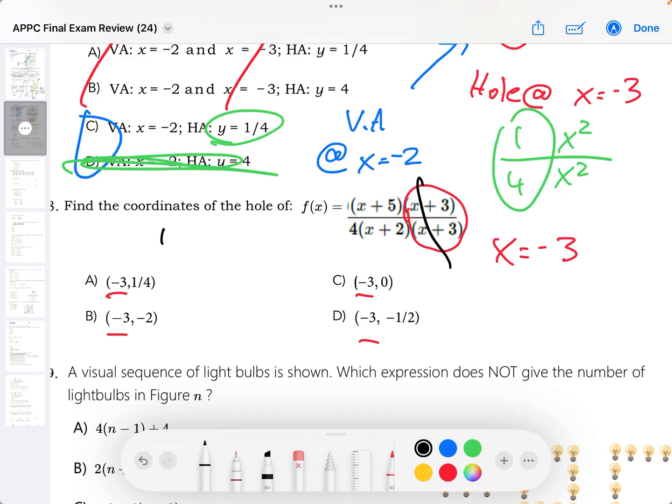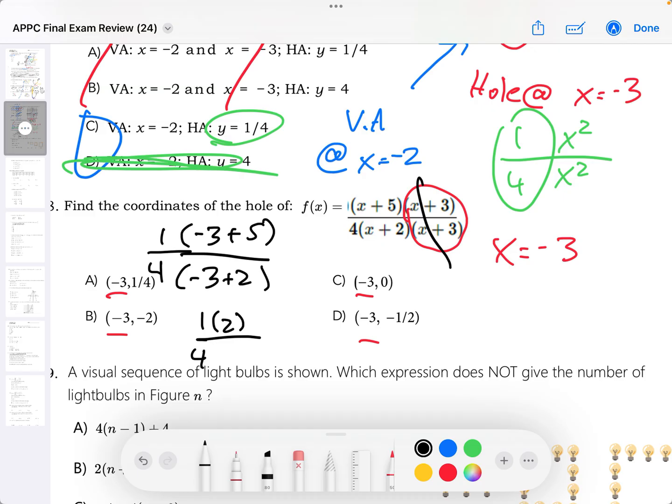However, if I plug into the remaining portion right here, my x coordinate of -3, the remaining piece can be solved, in which case now I can figure out what the y coordinate will be. So I'm going to have 1 times 2 over 4 times -1, which will give me 2 over -4, which will simplify down to -1/2.